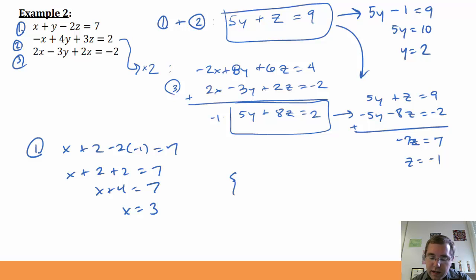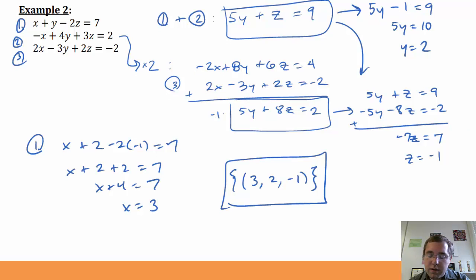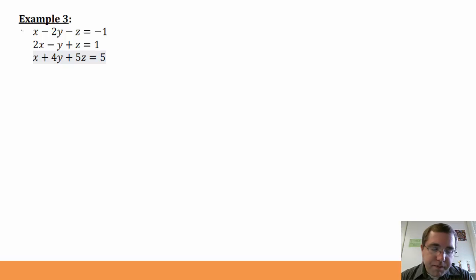State my answer as the solution set consisting of the point 3, 2, negative 1. Now if we wanted to, we could check our answer by plugging that point into all three equations and making sure it works in all three equations. Now let's try example number 3.